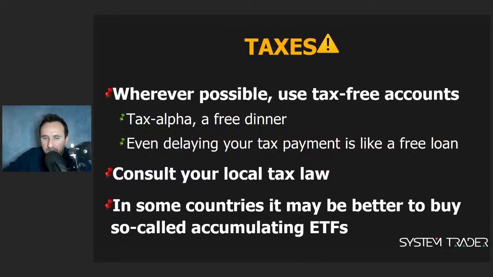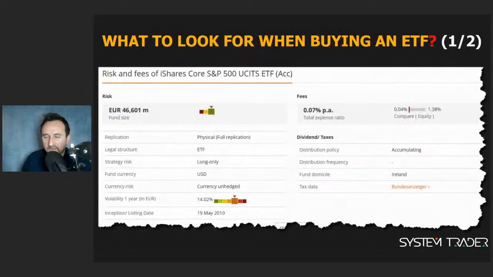And as I mentioned already, in some countries, for example, it's good to have so-called accumulating ETFs, because when the dividend is paid out, there are high taxes. But okay, again, I will not go into the details here. And I think that this is interesting mostly for those who are investing in Europe. So once you have an ETF, and you know that, for example, you need to buy an ETF for, let's say, the S&P 500 index, what should you look at?